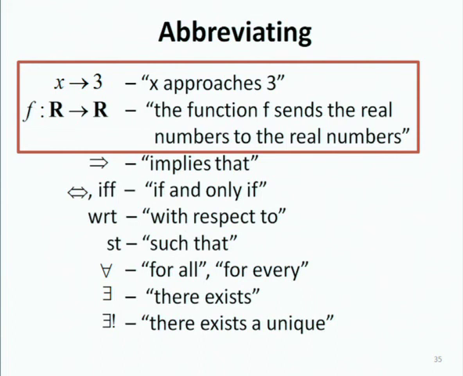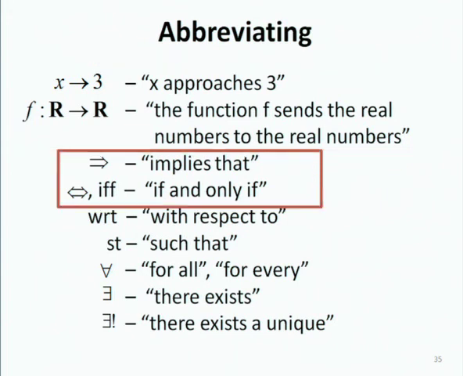If you see f colon R goes to R, that means the function f sends the real numbers to the real numbers. It takes real numbers in and it spits real numbers out. A double arrow like that implies that. A double arrow in both directions means if and only if, and it can also be written as IFF. And if and only if means that if one of them's true, the other one's true, and vice versa. They both mean the same thing.